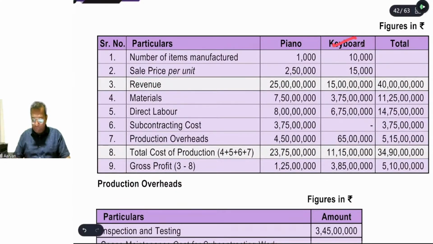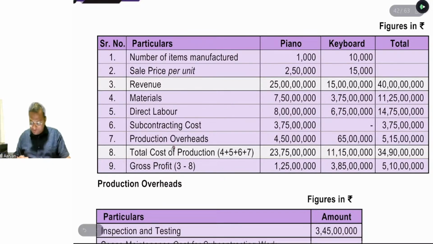पियानो, कीबोर्ड टोटल, number of items manufactured दिया है, definitely the volume of keyboard is much higher. Sale price हमें दिया हुआ है. Revenue, number of items multiplied by sale price will provide you the revenue. Material cost, direct labor, subcontracting charges are only in the piano segment. Why? Because keyboard are not customized.